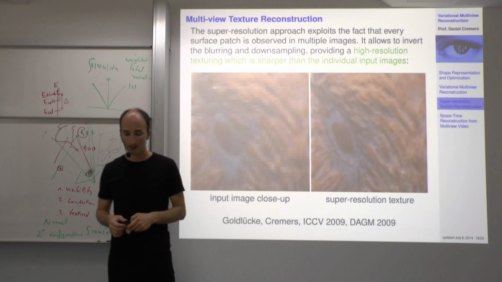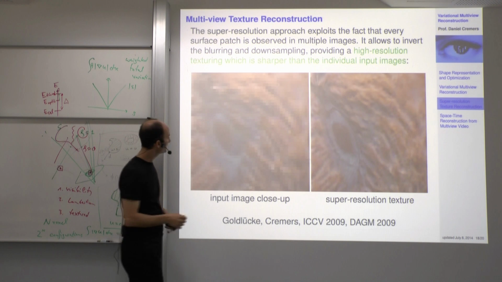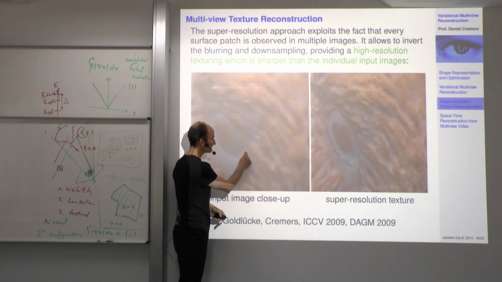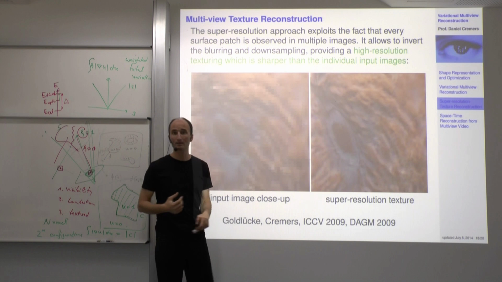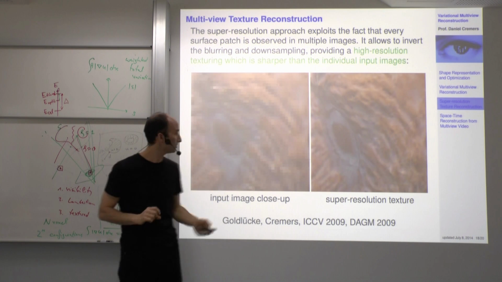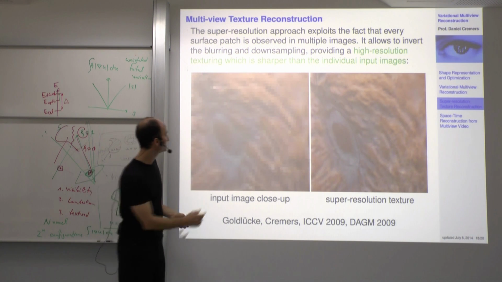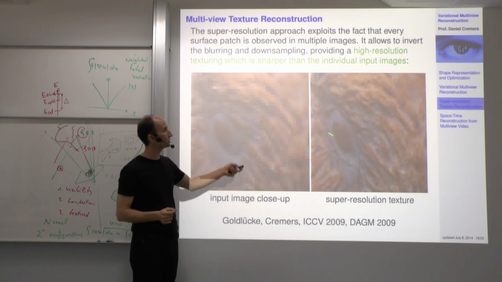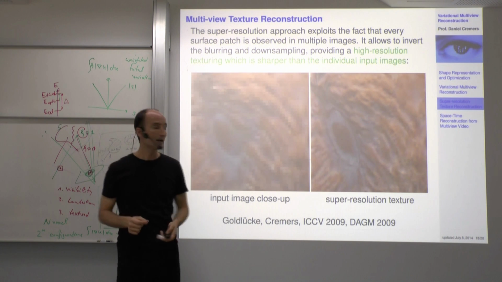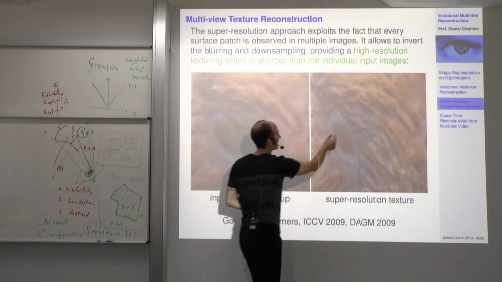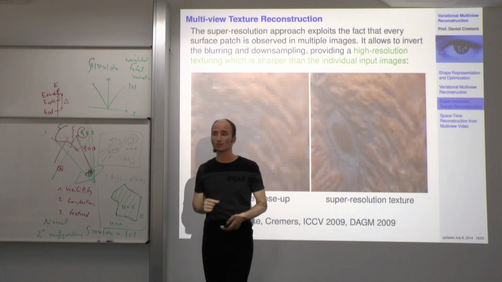Here is a close-up on one of the input images, and a close-up on our reconstructed texture. And indeed, you see that here we have this pixelization of these images. Once you move in sufficiently close on the eye of the rabbit, you see it, and here's the texture that our algorithm computes. And you see it's at a much higher resolution than the input images.